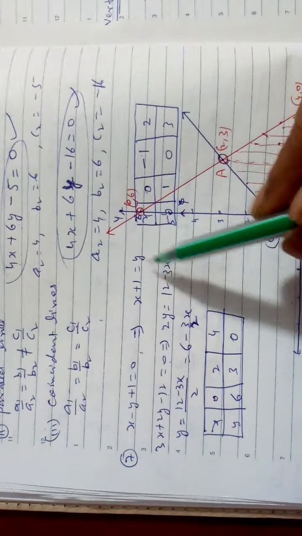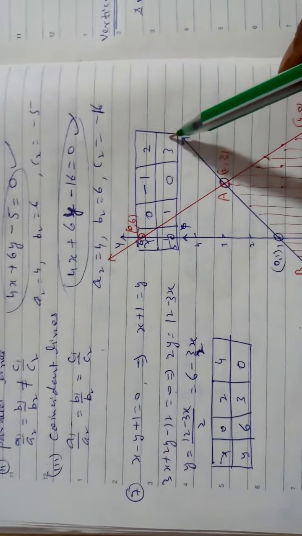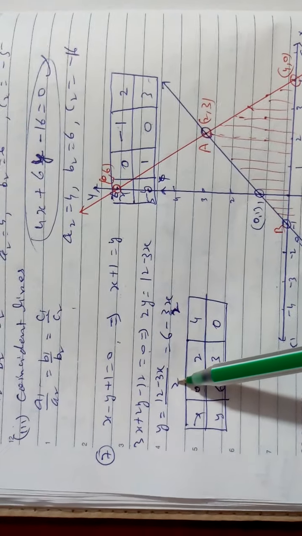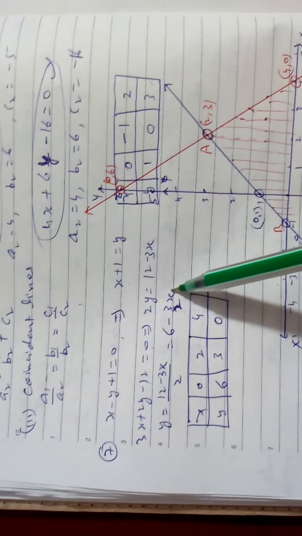Minus y I have transposed. Y in terms of x, putting values is very simple. 0, then 1. Minus 1 plus 1, 0. 2 plus 1, 3. I have written this. For this, change y in terms of x. 2y equal to 12 minus 3x. So y equals 12 minus 3x by 2. 12 by 2, 6. 3 by 2 as it is. So it is easy to put the values.